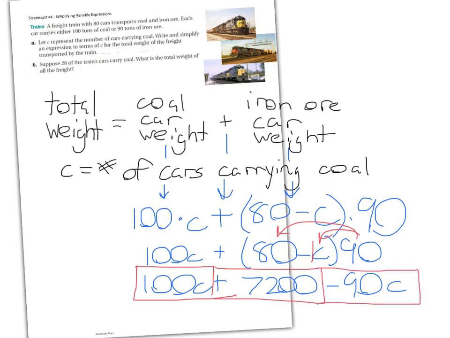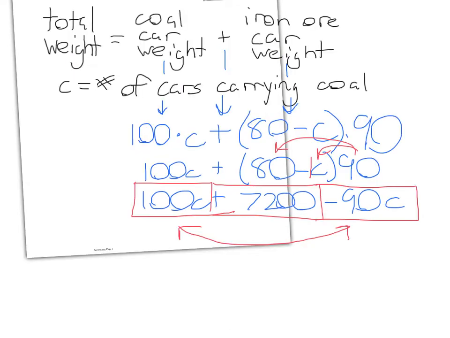And if we box our terms, we clearly see that 100C is positive, 7,200 is also positive, but 90C is negative. We clearly see that 100C and negative 90C are in fact like terms. So 100C minus 90C is, of course, 10C. And then the 7,200, which does not have a like term, simply brings itself down. And voila, we are done with part A: 10C plus 7,200, which means we are ready for part B.